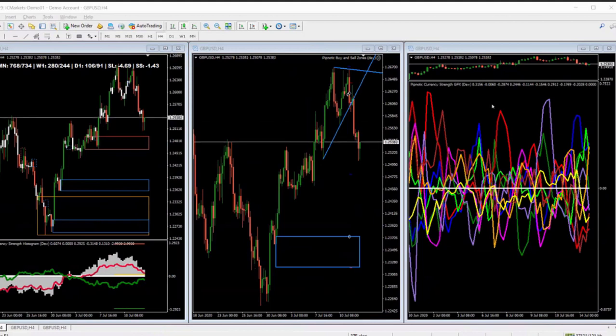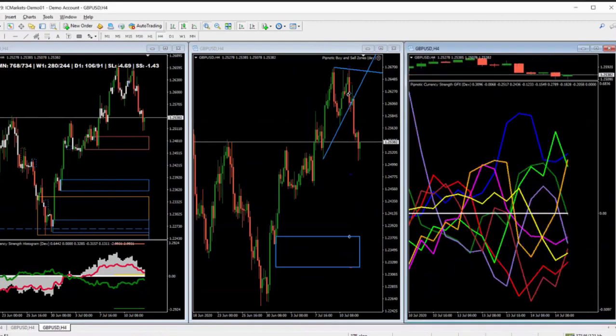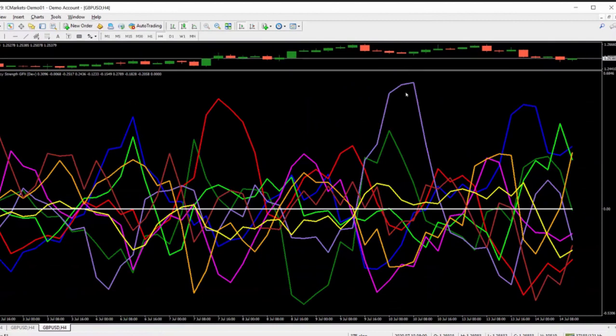So if we look at this, for example, you can see here that currently we have the Australian dollar that is getting very strong, and we have the Japanese yen that is getting very weak. So if I just zoom in a little just to make that clear, the orange line is the Australian dollar, and the purple line is the Japanese yen. Notice here that the Japanese yen was very strong a day or so ago, and so now it's time for the Japanese yen to take a breather and start to move lower.